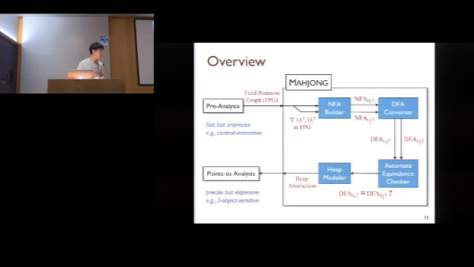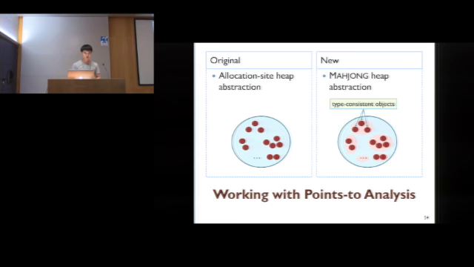MAHONG itself contains 4 components, and it enumerates pairwise all the objects of the same type in the field points-to graph. And it uses an FA builder and DFA converter to map these objects to automata, which will be given to the equivalence checker. Then the checker outputs the equivalence of the input automata. Based on this equivalence, the heap modeler merges type-consistent objects to build a new heap abstraction, which will be given to a later precise points-to analysis.